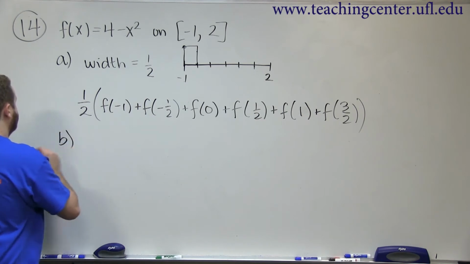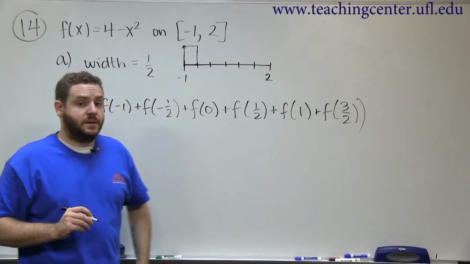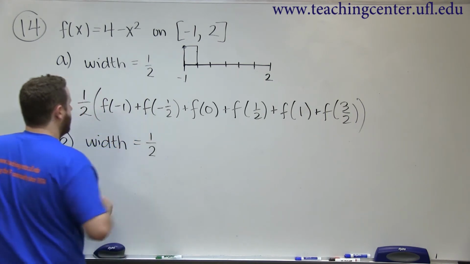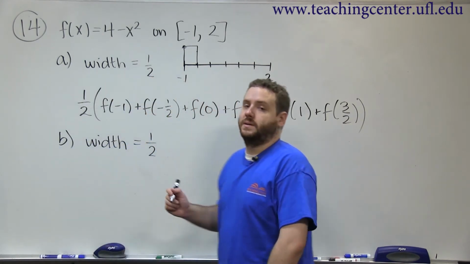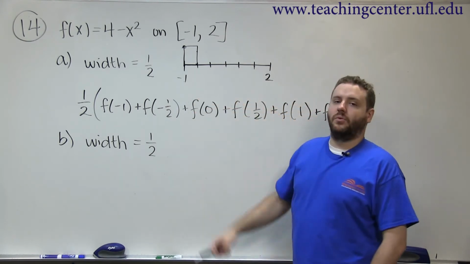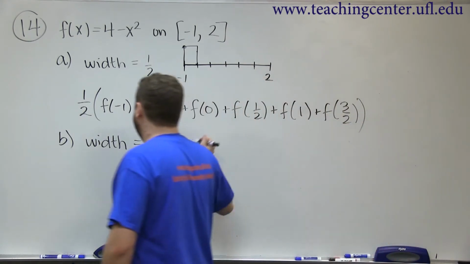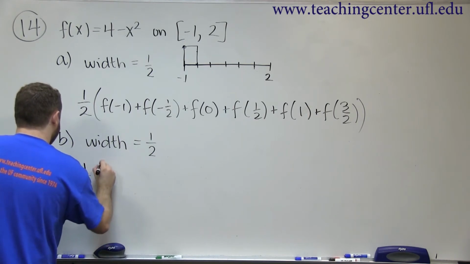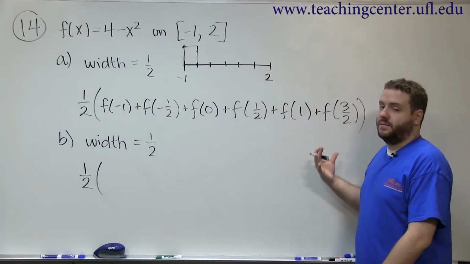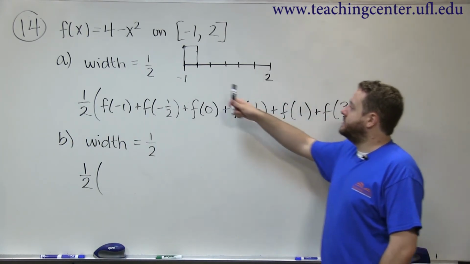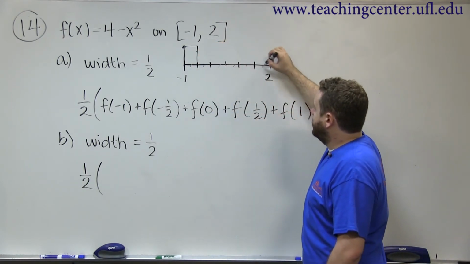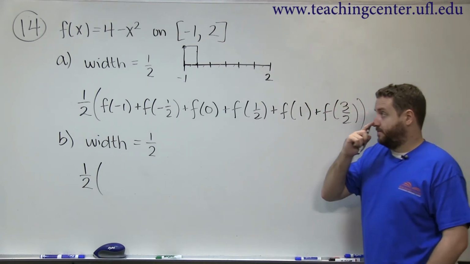So part B, it again asks us to do 6 intervals, so we know the width is again 1/2. The only difference here is that we're asked to do midpoint instead of left. So we still have the 6 intervals that we had before, and our expression is going to look almost the same. We still have 1/2 times, and we're going to have 6 things here that are all f of something. But in this case, we're not using the left end of each interval. We're using the center of each interval.